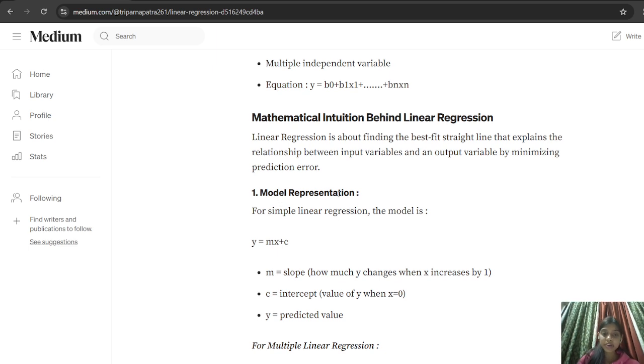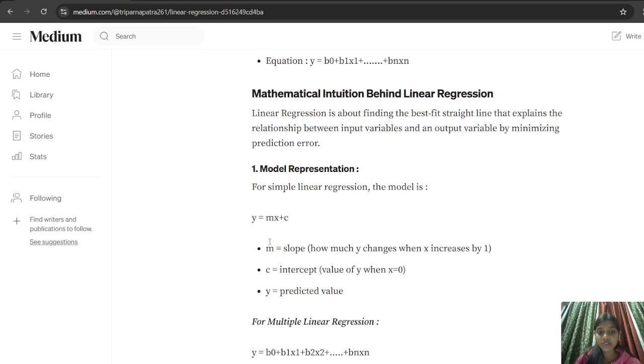First, model representation. How do we represent the model? We represent the model in the form of a straight line. The equation is y = mx + c. Here m represents the slope, c represents the intercept, and y represents the predicted value.